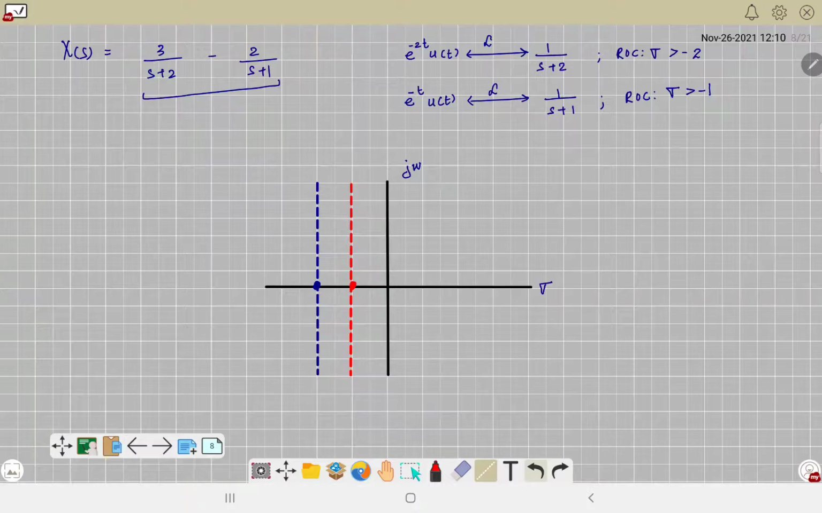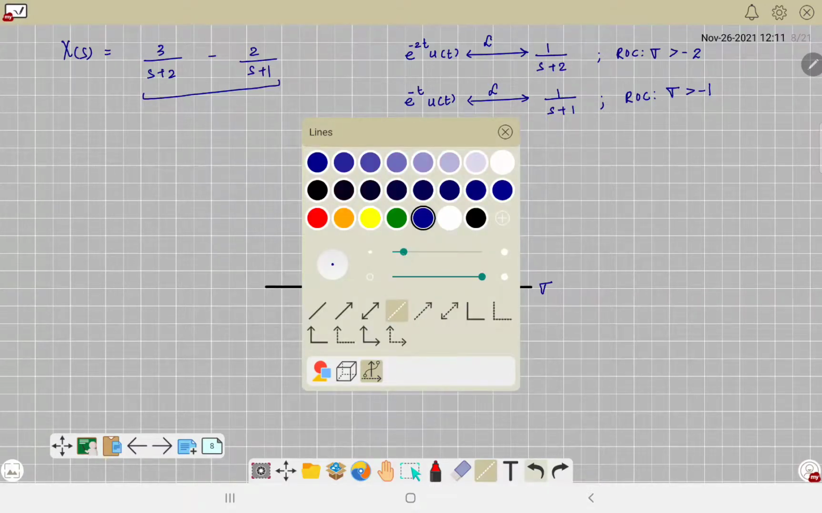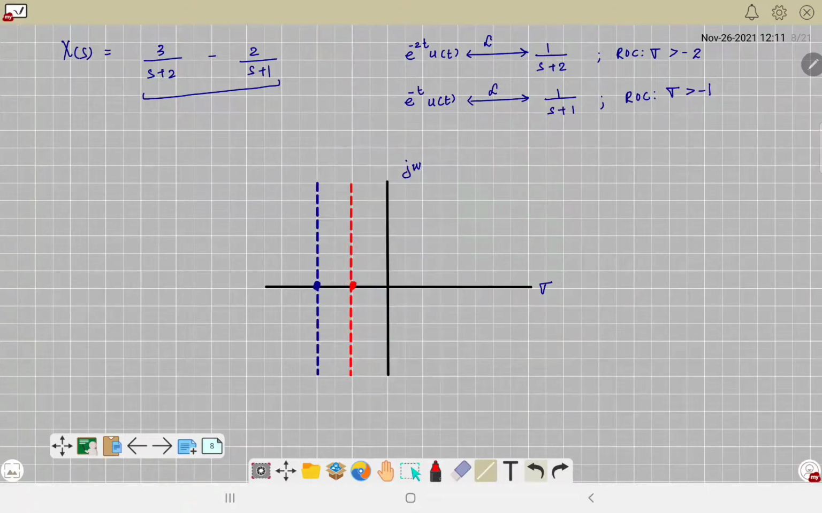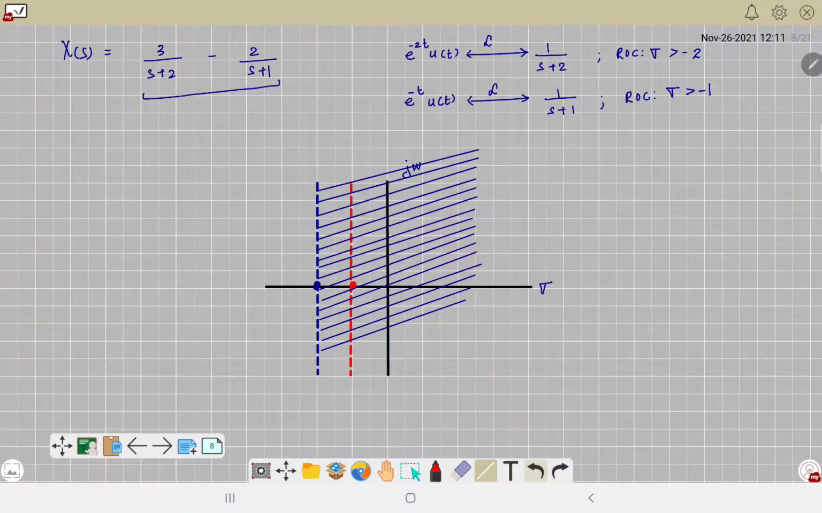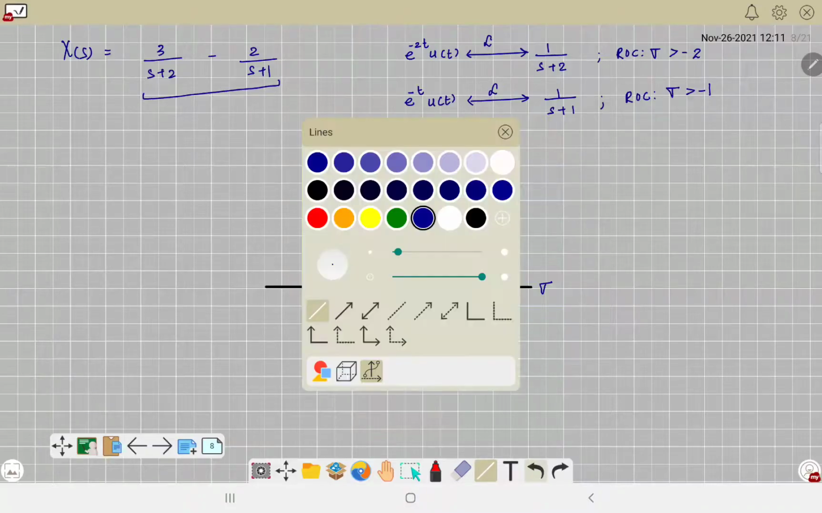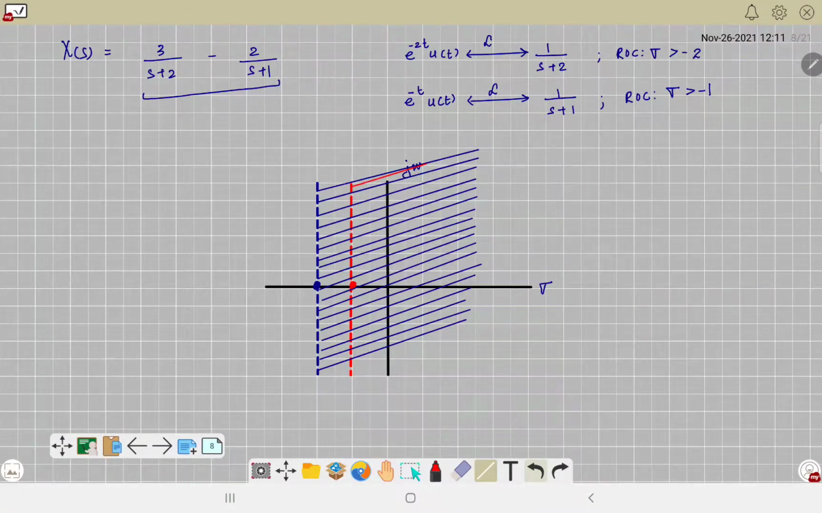Fine. Now the region of convergence of this one will be this area, I mean to the right of this point, to the right side of this particular point through which we have drawn this vertical line. Okay, so all this portion will be the region of convergence. Similarly, if you plot the region of convergence of the second exponential, which I have shown in red, that will be to the right of this line, the area to the right of this line.